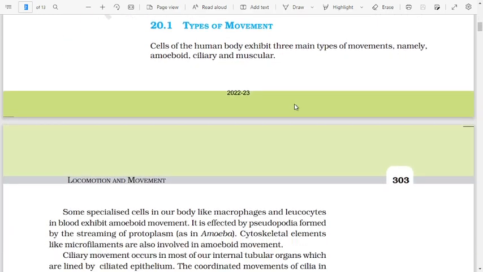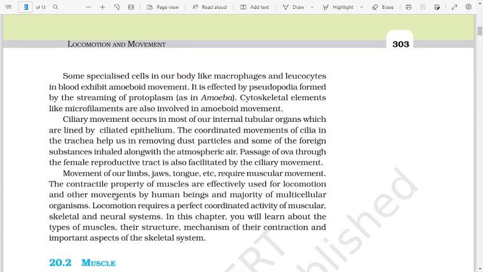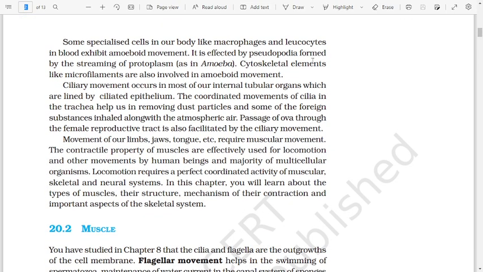Types of movement. Cells of the human body exhibit three main types of movement, namely amoeboid, ciliary, and muscular. Some specialized cells in our body like macrophages and leukocytes in blood exhibit amoeboid movement. It is effected by pseudopodia formed by the streaming of the protoplasm as in amoeba. Cytoskeleton elements like microfilaments are also involved in amoeboid movement.